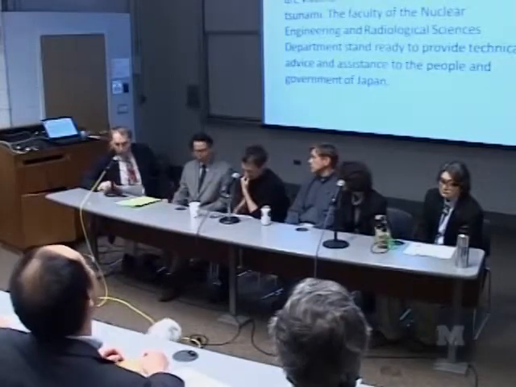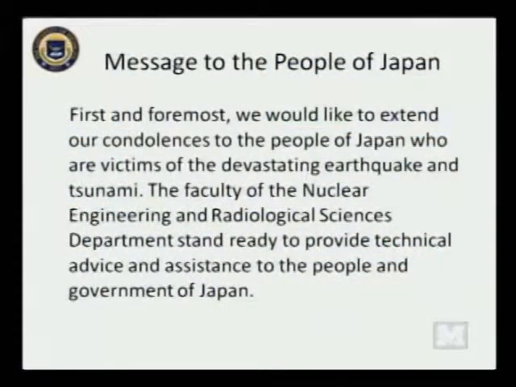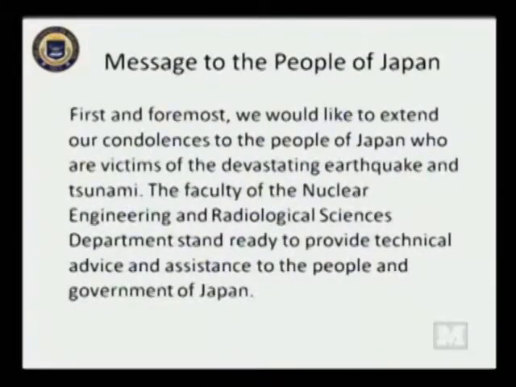So first and foremost, we would like to extend our condolences to the people of Japan who are the victims of the devastating earthquake and tsunami. The faculty of the Nuclear Engineering and Radiological Sciences Department stand ready to provide technical advice and assistance to the people and government of Japan.